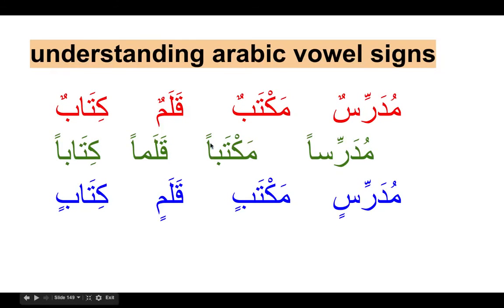This is an important writing rule which you have to remember, because if you don't understand this, and you're reading a mushaf which doesn't have vowel signs, instead of mudarrisan we'll be reading mudarrisa, which will be wrong. So just remember that the sign of double fatha is always written on an alif. So mudarrisun, mudarrisan, mudarrisin. So these are the vowel signs.